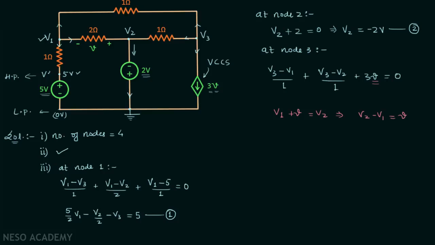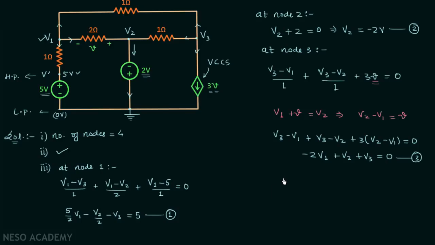So let us modify the equation we are having. We will have V3 minus V1 plus V3 minus V2 plus 3 times V2 minus V1 equal to 0. When you simplify this, you will have minus 2 times V1 plus V2 plus V3 equal to 0. Let us call this equation number 3.